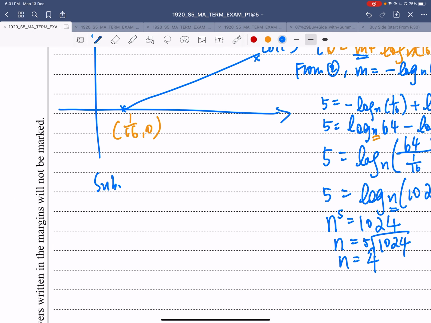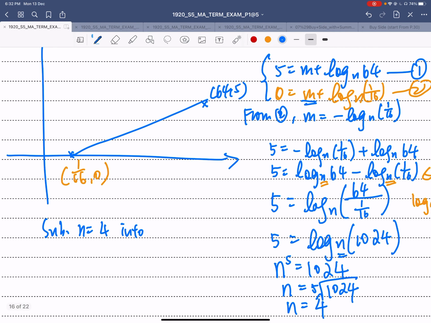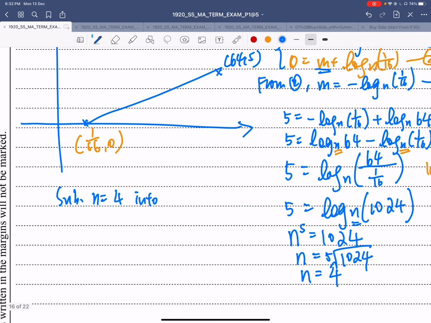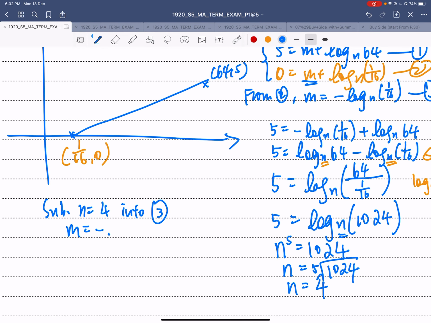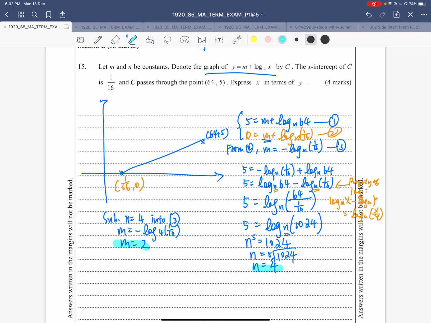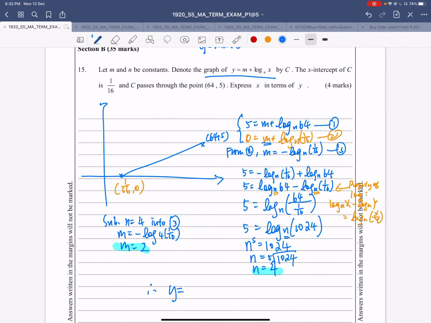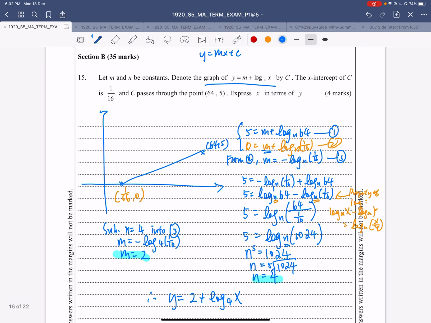Afterwards you can substitute n equals 4 into the equation, this one is the third equation, say like 3. Substitute n equals 4 into 3. So m equals negative log 4 of 1/16. You can press it in the calculator. m is equal to 2. All right, so you can solve m and n, and therefore reach the conclusion that y equals m, which is 2, plus log 4 x, right?